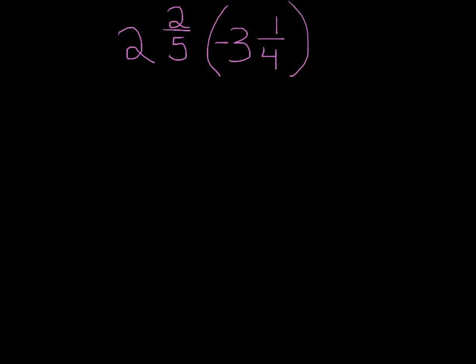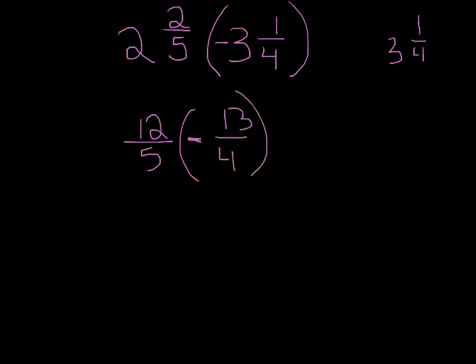Here's the last example for multiplying two fractions before we get into dividing two fractions. And here we once again have mixed numbers, so let's change them to improper. 2 times 5 is 10 plus 2 is 12, so 12 fifths, and we're multiplying by, when you have a negative mixed number, keep it negative, but don't worry about the negative when you change it to improper. You want to look at just 3 and 1/4. So 3 times 4 is 12, plus 1 is 13, so it's negative 13 fourths.